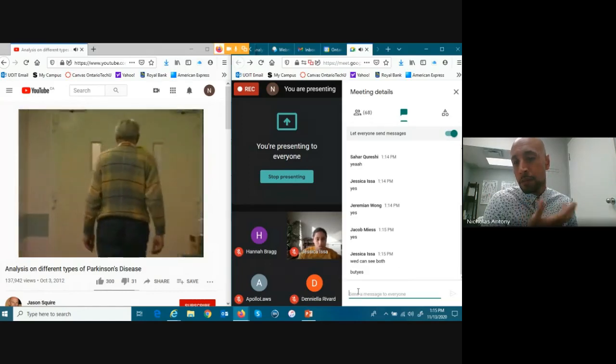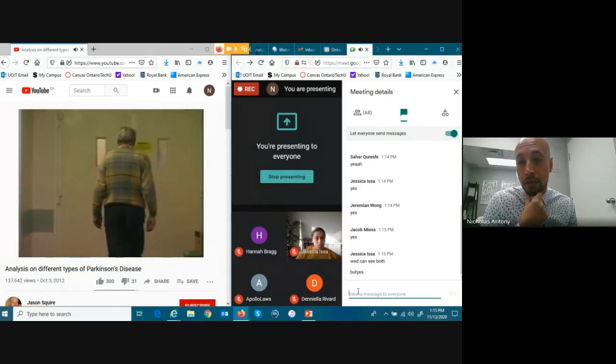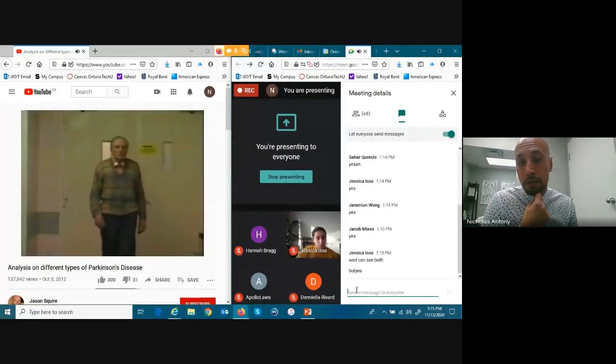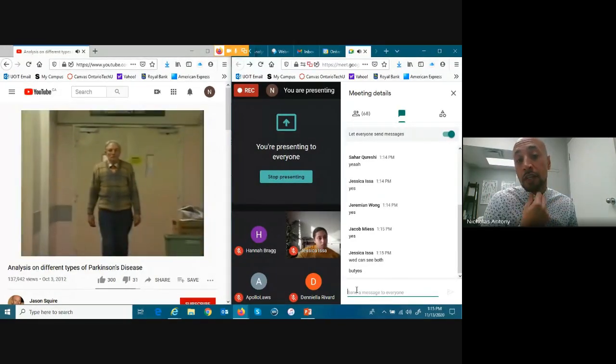So the left side isn't moving as much. He's turning without difficulty. Bradykinesia, right? Normal.